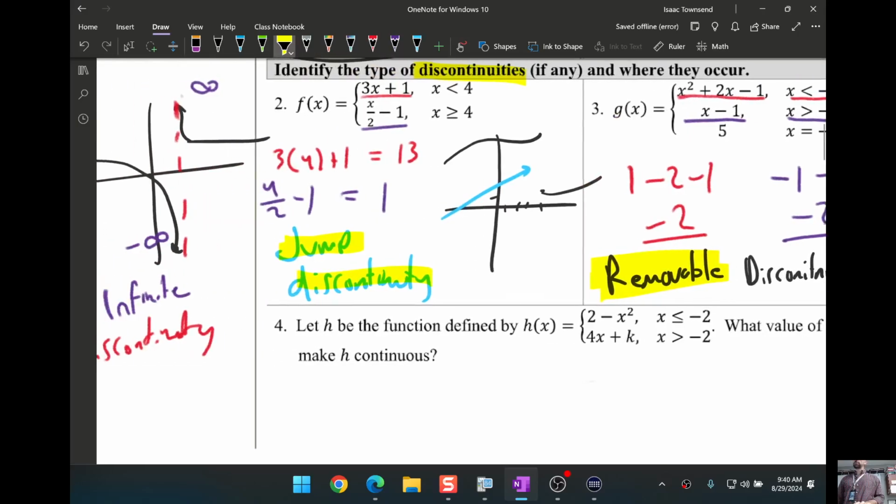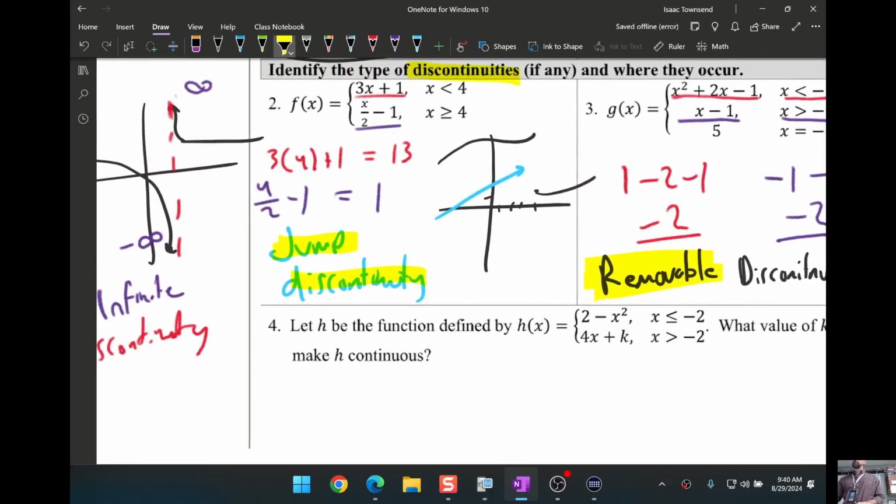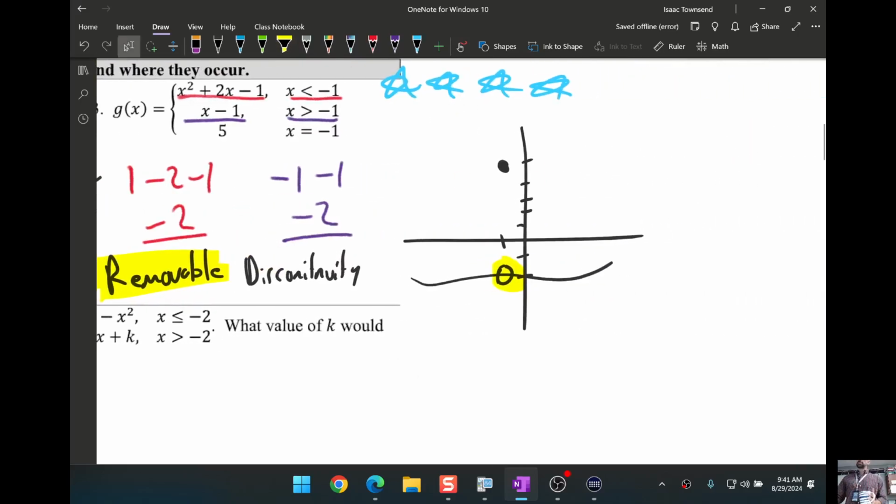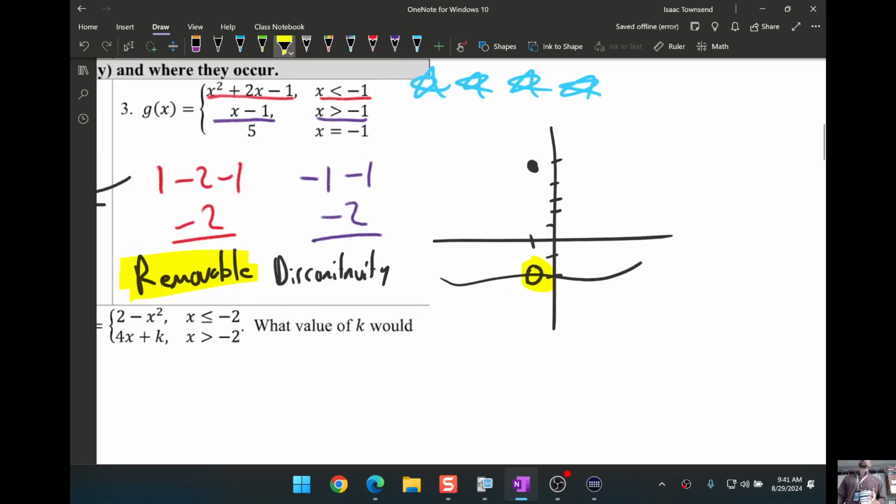Okay, so a quick review of those. If your whole function is jumping, call it jump discontinuity. If there's a break in the graph because they're going to infinity and negative infinity, call it infinite discontinuity. And if it's because there's a hole, removable discontinuity is its name.